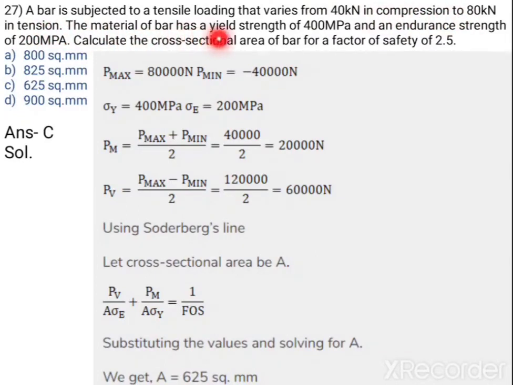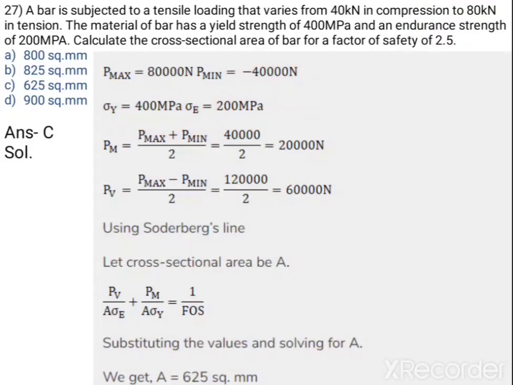The material of the bar has yield strength of 400 megapascal and the endurance strength of 200 megapascal. Calculate the cross sectional area of the bar for a factor of safety 2.5. So you have to calculate what will be the cross sectional area. P max 80,000, P min minus 40,000 Newton, because it is in compression. Sigma y is given, sigma e is also given. Endurance stress 200 megapascal and yield stress 400 megapascal.